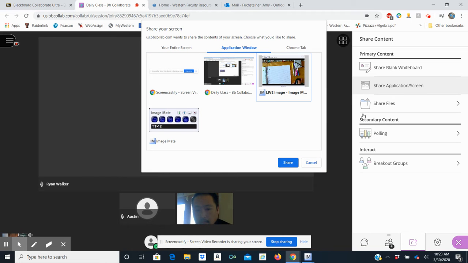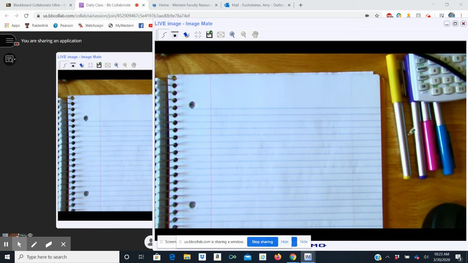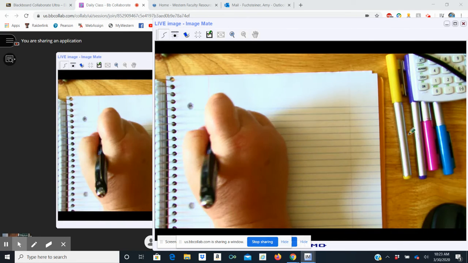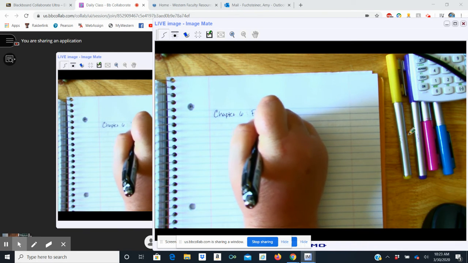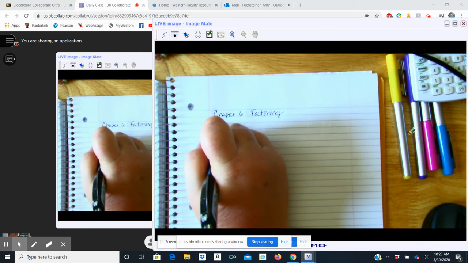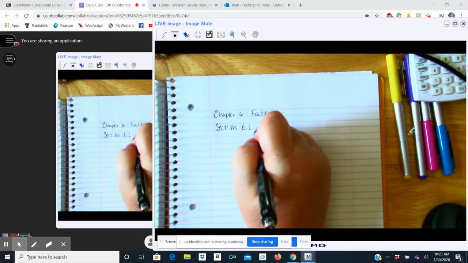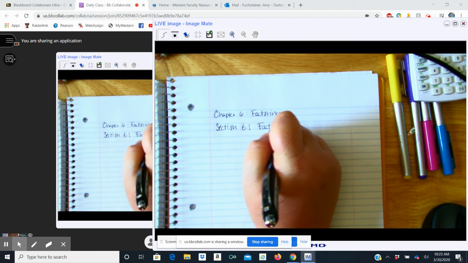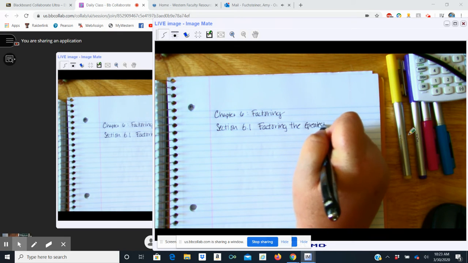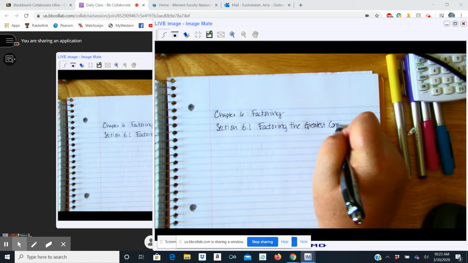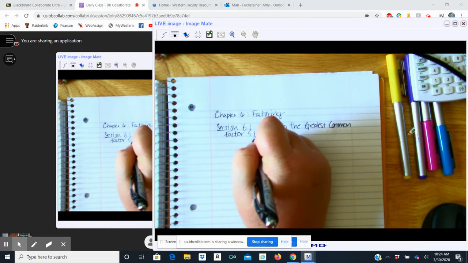So let's see, I want that one. Okay. All right, so this is chapter 6, and it's factoring. This is section 6.1, factoring the greatest common factor. And also in here is factoring by grouping.